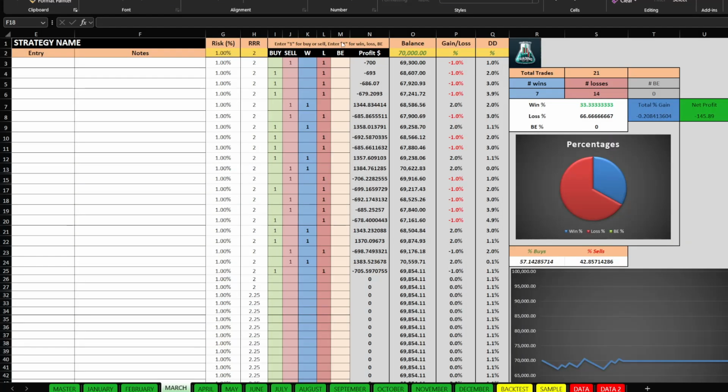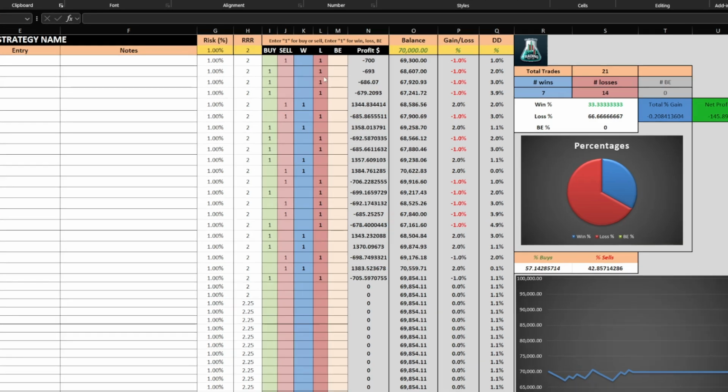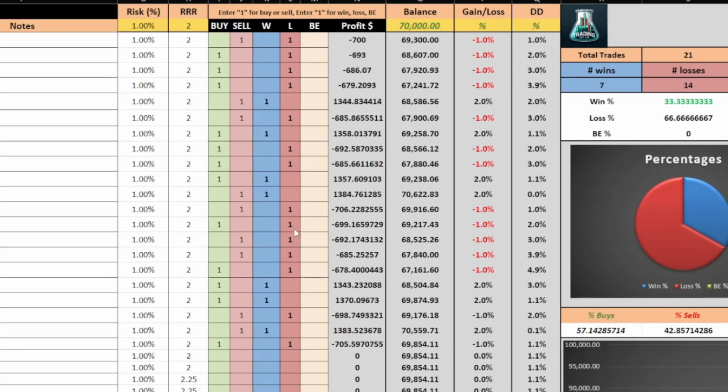Okay, here's the results of the backtest session. And before I go to the master tab, I want to quickly go over this month here, which is March. And if you saw these stats, you would think this strategy is horrible and this strategy sucks, right? Look, you had loss, loss, loss, loss, win, loss, win, loss, loss, win, win, loss, loss, loss, loss, loss, win, win, loss, win, loss. So we had 21 trades, 14 losses, 7 wins.